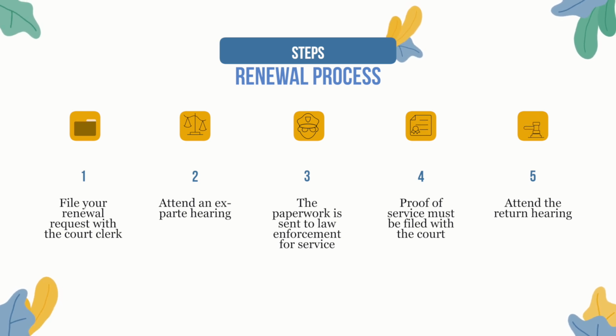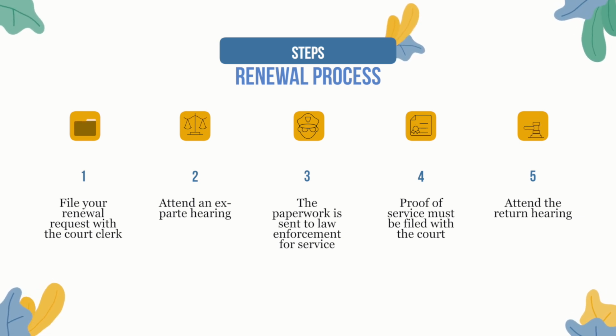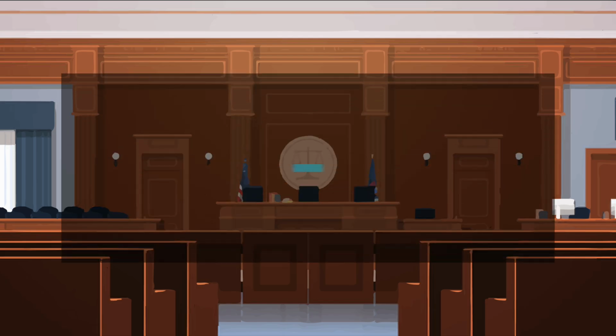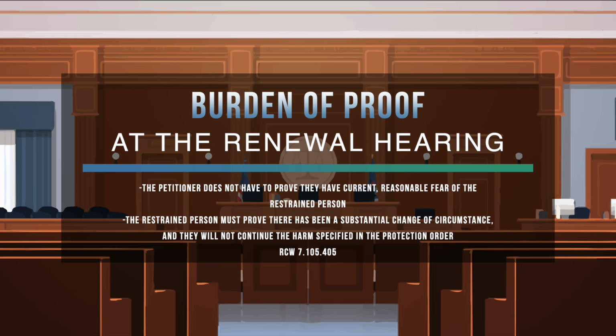When you renew a protection order, the petitioner or the protected person no longer has the burden to prove their case in court. The burden of proof for a renewal has shifted to the restrained person, if they disagree with the renewal, to prove that there has been a substantial change in circumstance and the order is no longer needed.